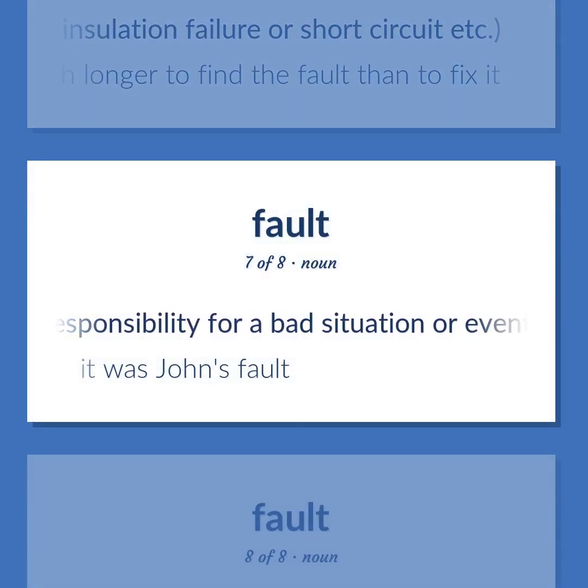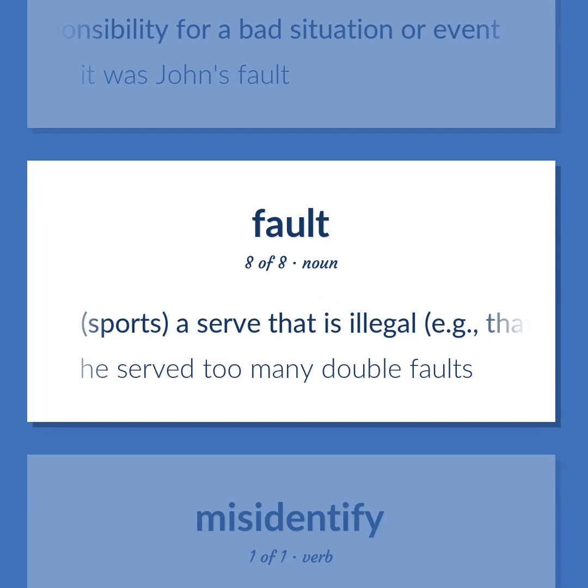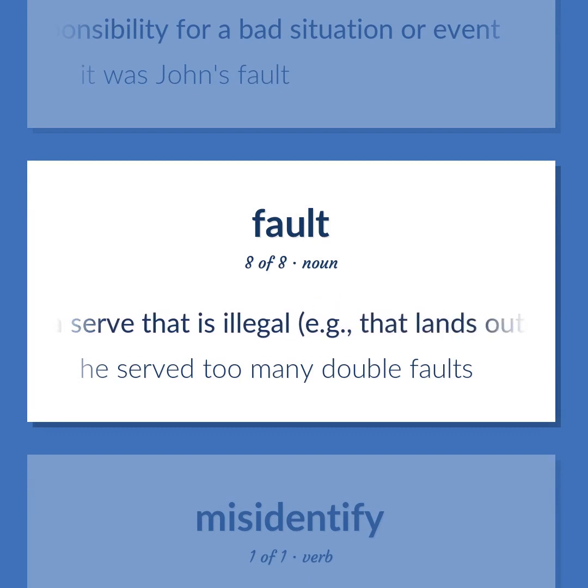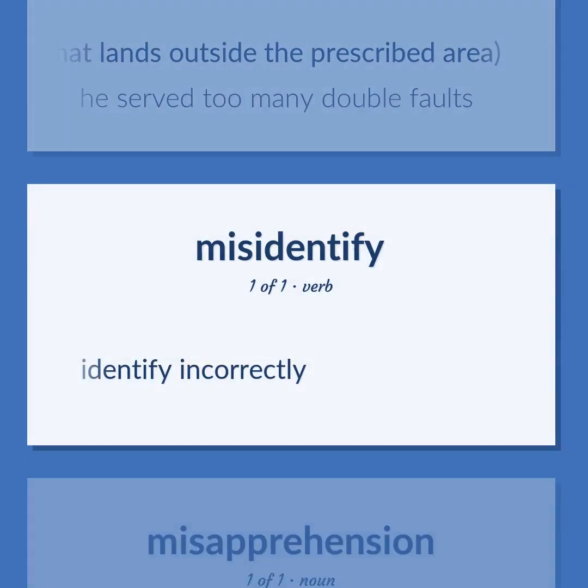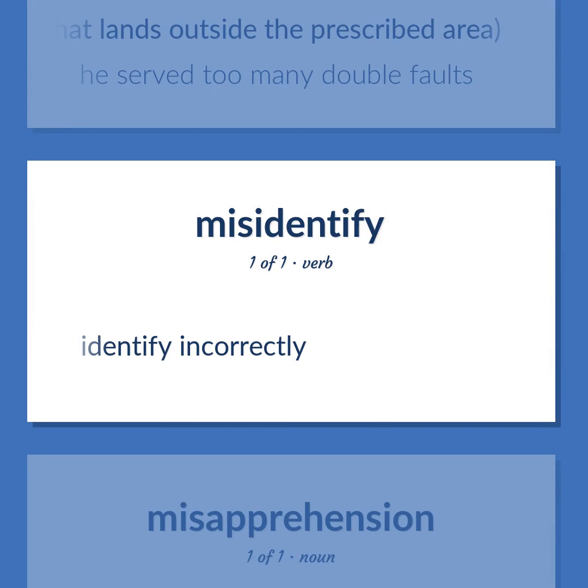Responsibility for a bad situation or event. It was John's fault. Sports. A serve that is illegal, e.g., that lands outside the prescribed area. He served too many double faults. Identify incorrectly.